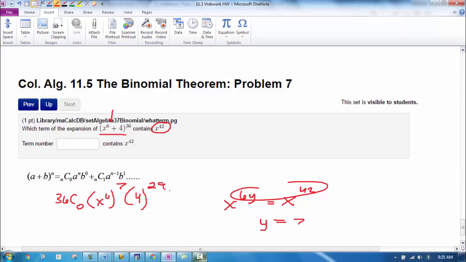So what term number is that? That's the 30th term for me, because if you follow that pattern, when this was a 0 right there, that's the first term. So when this is a 0, it's the first term. When this is a 1, it's the second term. So when this is a 29, it's the 30th term. That's a little confusing. It's always one higher for the term number. Hope this helps.